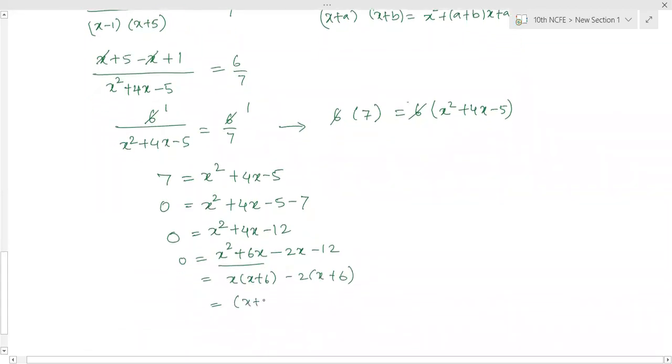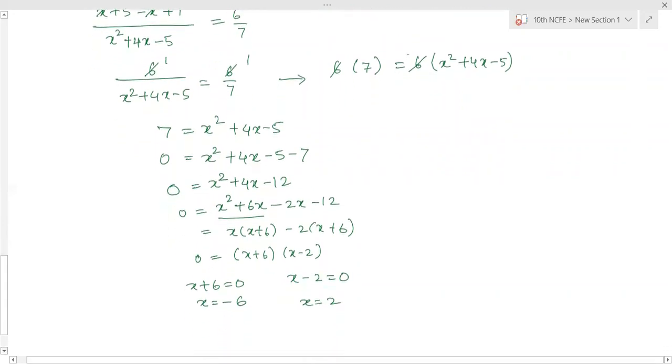So this is equal to x plus 6 into x minus 2 is equal to 0. Equate both the brackets separately to 0. X plus 6 is equal to 0, so x is equal to minus 6. X minus 2 is equal to 0, so x is equal to 2. Okay, so two values of x we got.